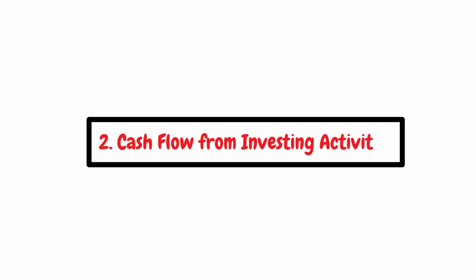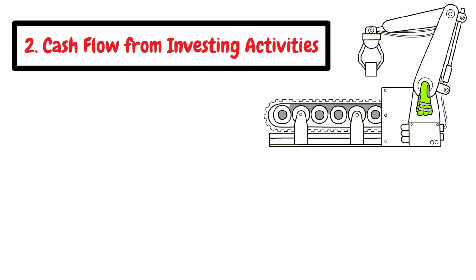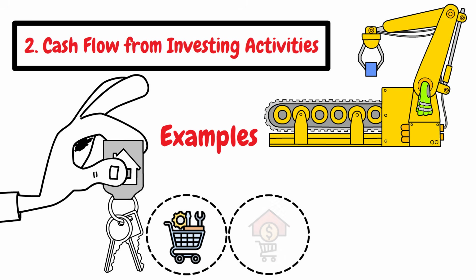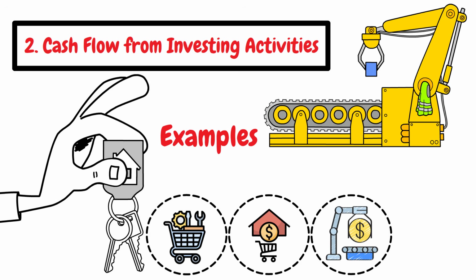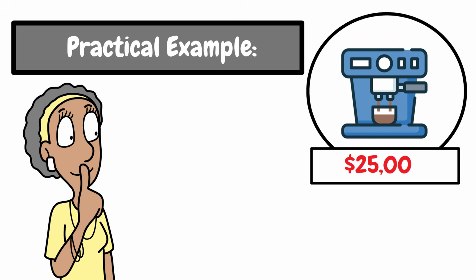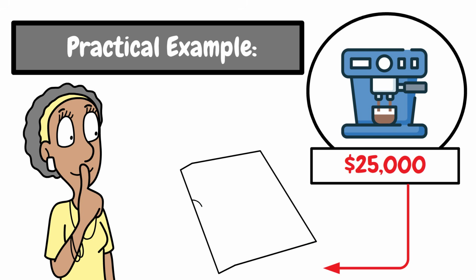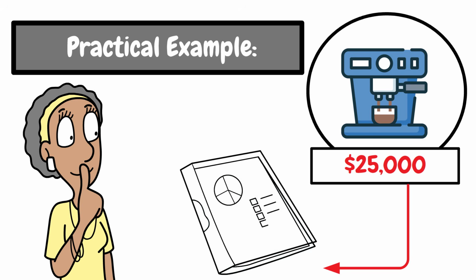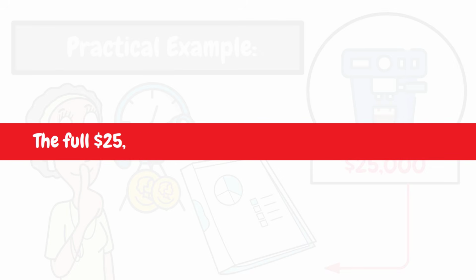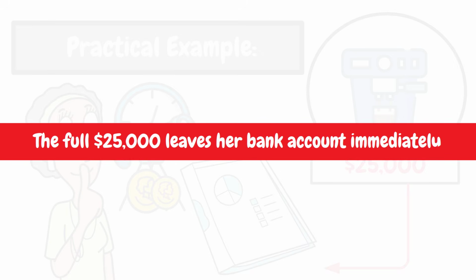2. Let's talk about cash flow from investing activities. Now, this section deals with long-term assets. In simple terms, buying and selling the big stuff. Examples: buying equipment, purchasing property, selling machinery, investing in another company. A practical example: let's say Sarah decides to buy a new espresso machine for $25,000. Even though this is not an expense on the income statement all at once, it will be depreciated over several years. The full $25,000 leaves her bank account immediately.